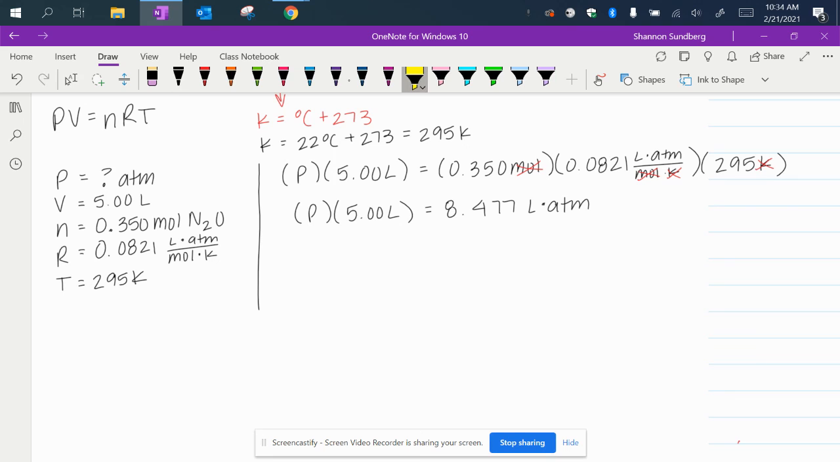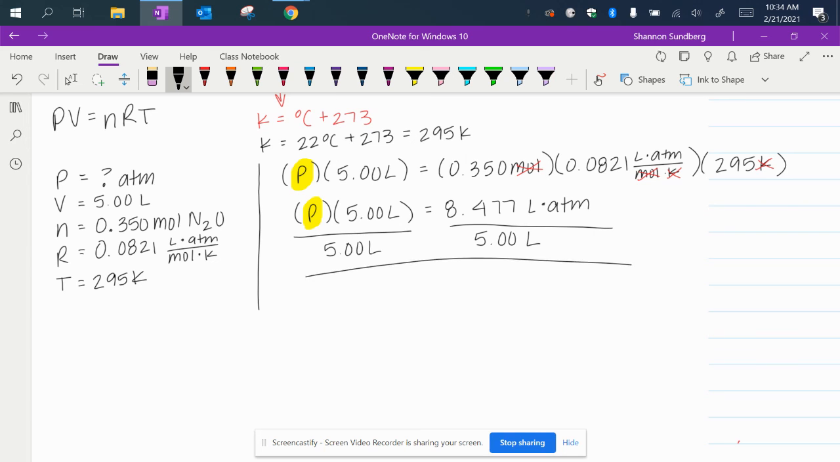Now, I want to get P by itself. Should have highlighted it so we don't lose it here. In order to do that, I have to divide by 5 liters on both sides. When something is divided by itself, it's going to cancel. If you watch these liters, because they're in a numerator and a denominator, they're going to cancel. And it makes sense that you're going to end up with atmospheres as the unit in your answer because you're solving for pressure. So I'm going to bring down that P there. And when you take 8.477 divided by 5 in your calculator, you'll get 1.69 ATM.